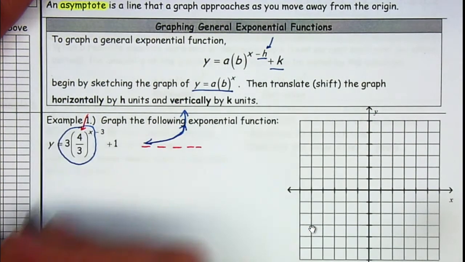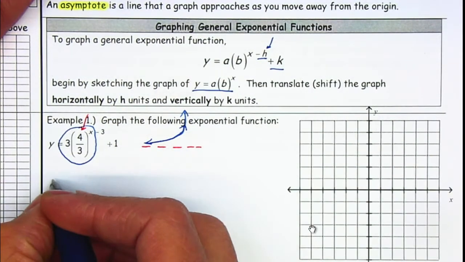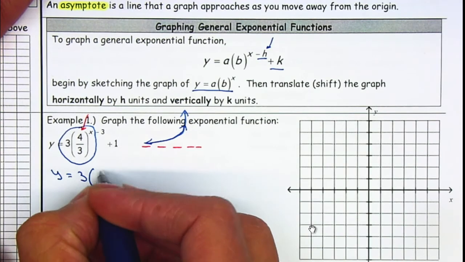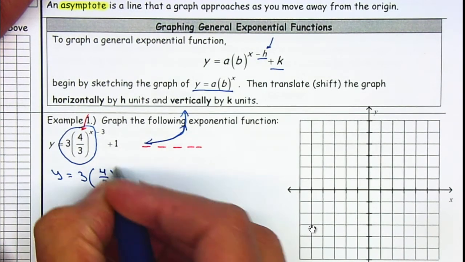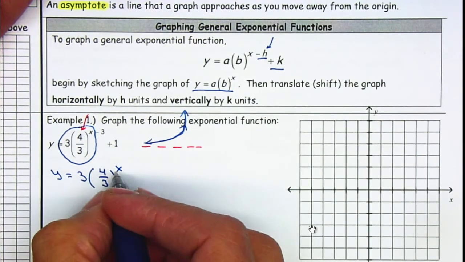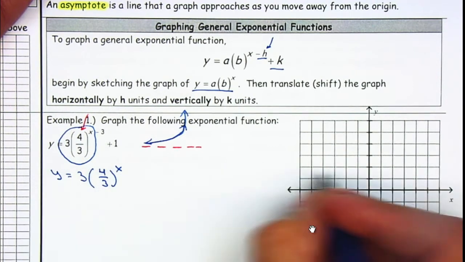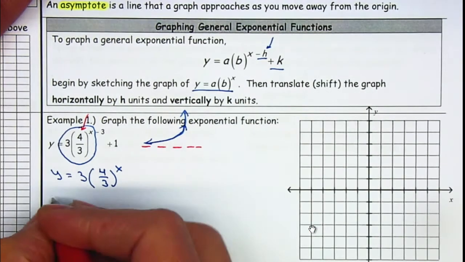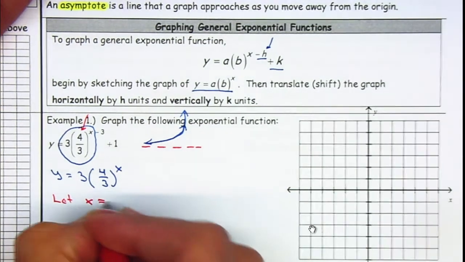Now let's go and start graphing. I'm going to graph the basic part of it, 4/3 to the x power. I'm going to leave the h and the k out of it. Now I'm going to find different values. I'm going to let x be different values so I can plot different points on the graph. So I'm going to let x equal 0.